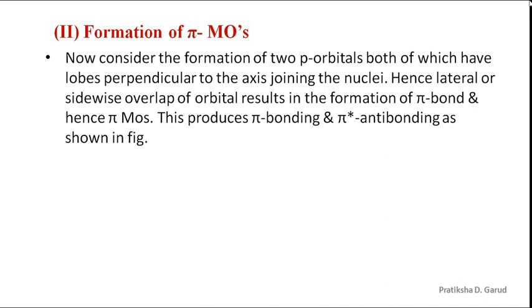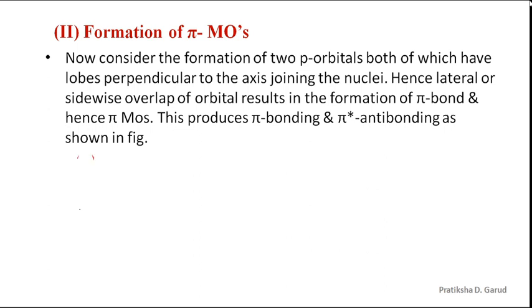When the lobes are perpendicular to the axis joining the nuclei, it results in the formation of a pi bond. Hence, lateral or sidewise overlap of orbitals results in the formation of the pi bond. And as there is a formation of the pi bond, the molecular orbitals formed are known as the pi MOs. So, as there are two atomic orbitals, there will be formation of two molecular orbitals. The two molecular orbitals will be pi bonding and pi anti-bonding.